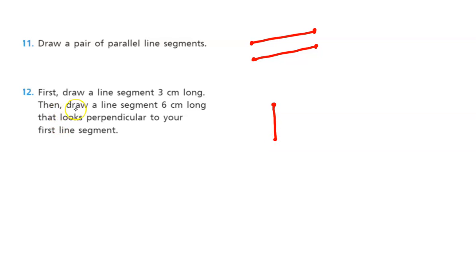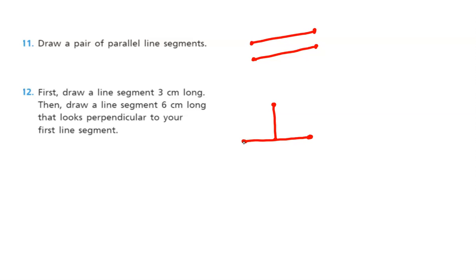And then it says draw a line segment 6 centimeters long that looks perpendicular to your first line segment. They're telling you to then draw a 6 centimeter line segment that looks perpendicular. So it should look something kind of like that. I think it looks like a T upside down.